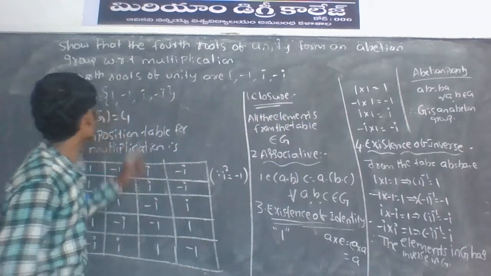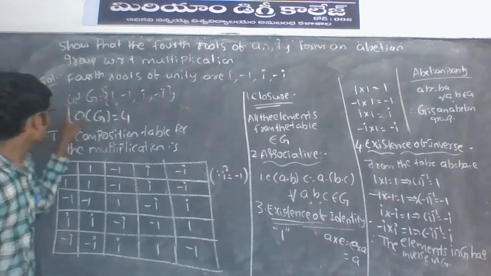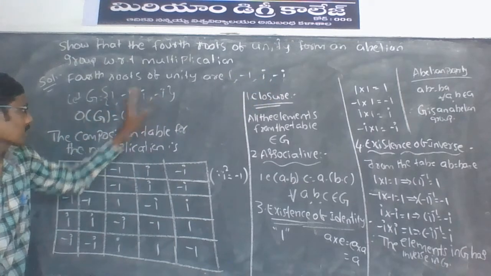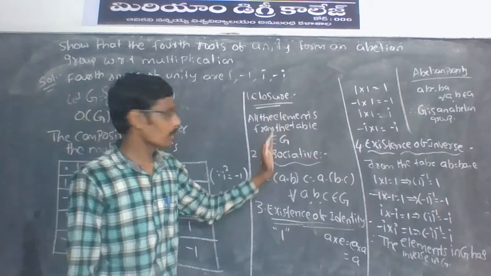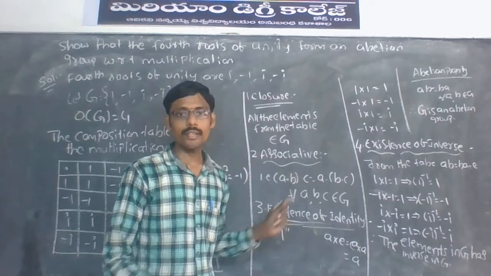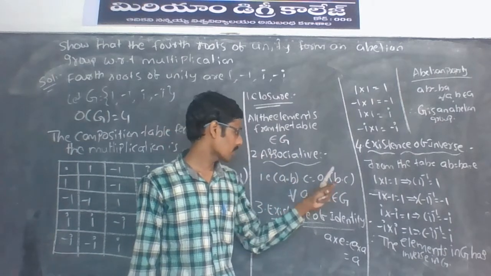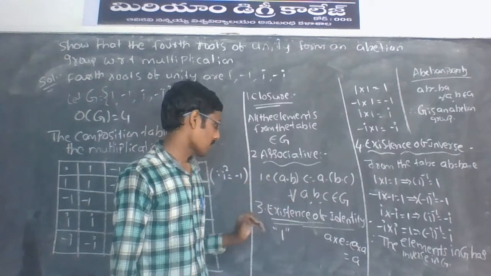Again, I will explain. The fourth roots of unity are 1, minus 1, i, minus i. Z is equal to {1, minus 1, i, minus i}. Order of Z is equal to 4. From the composition table, all the elements belong to Z, so closure property satisfies. Associative property, that is (AB)C is equal to A(BC) for all A, B, C belongs to Z, so associative property satisfies.